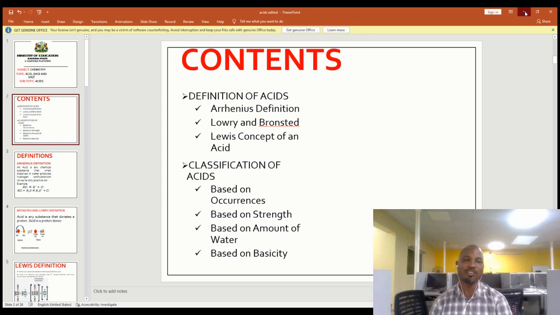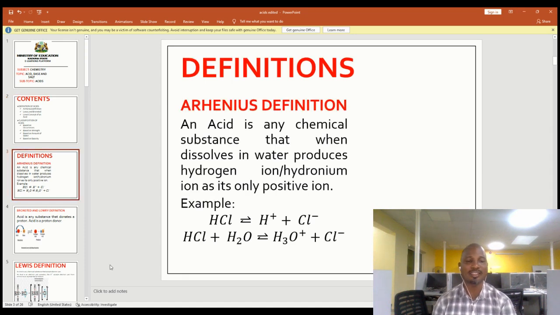Let's start by defining what an acid is. Now, acids have been defined by different scientists, and we're going to look at the Arrhenius definition of an acid. Arrhenius defined an acid as any chemical substance that, when dissolved in water, produces hydrogen ion or hydronium ion as its only positive ion.